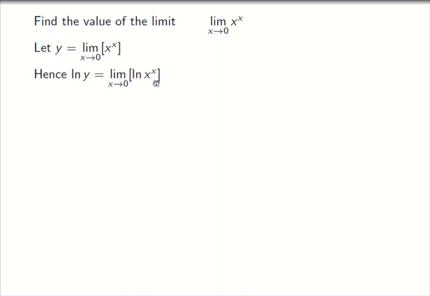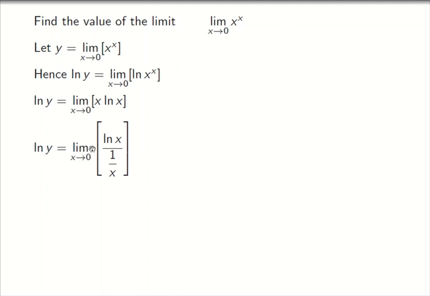Now I continue, and from logarithm, we know that the logarithm of a to the power n is the same as n logarithm of a. So we apply the same thing here. Hence, still in our ln of y, ln of y is equal to the limit as x approaches 0 of this one. Look at here. I just maintain my ln of x, and I divided ln of x by 1 over x.